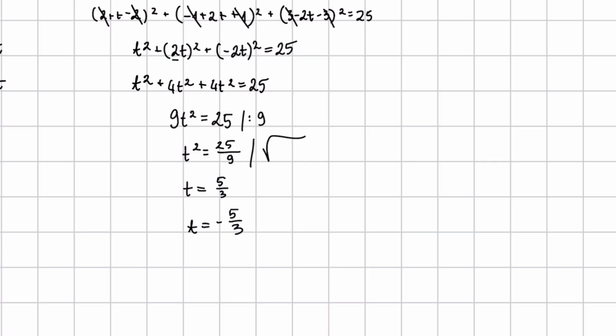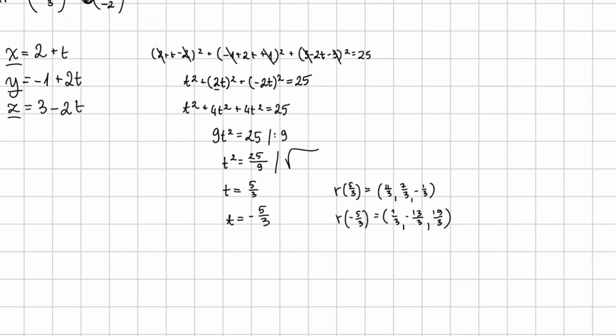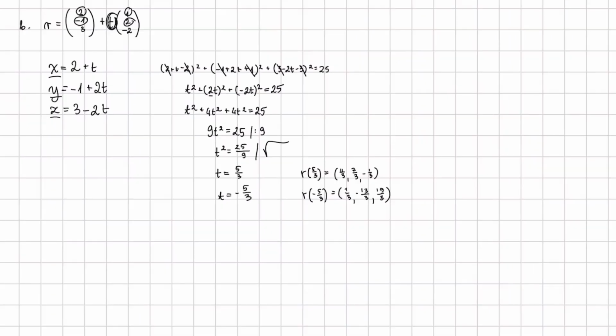And now we have to substitute this t. So these are our coordinates after t substituted, 5 over 3 and minus 5 over 3. So these are our points of intersection. And that was the last problem from this topic, points in space.